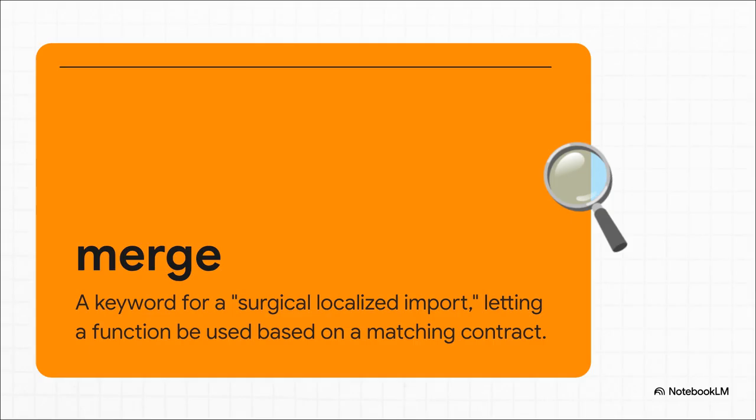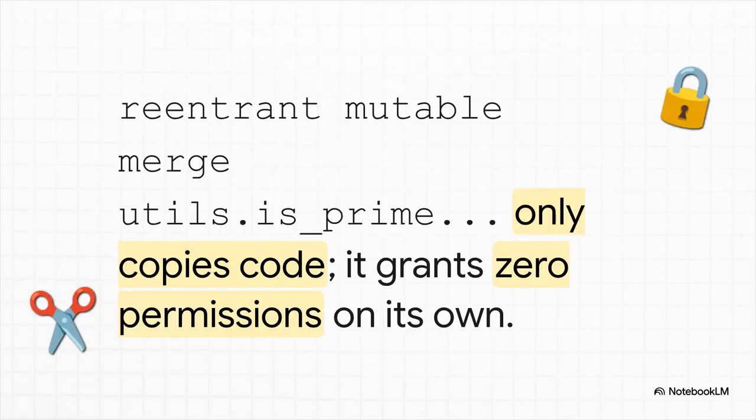It's not about giving a library access, it's about carefully pulling just the piece of logic you need into your own secure environment. It's like hiring a specialist contractor to perform one and only one specific task. Now, this is the crucial part. This merge statement doesn't grant any permissions at all. It literally just copies the code for the isPrime function from that powerless utils.mrm module into our application. So the specialist is now inside the building, but their hands are tied. They have no tools, no keys, and no access.